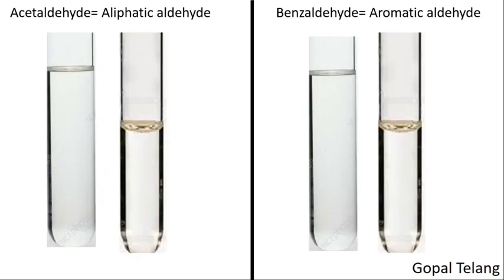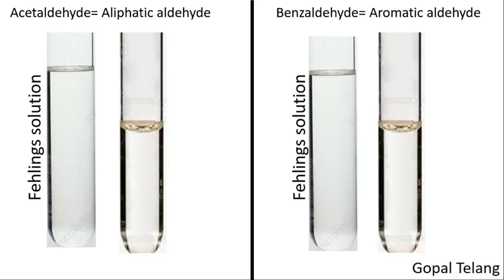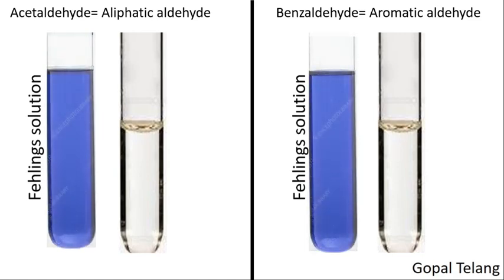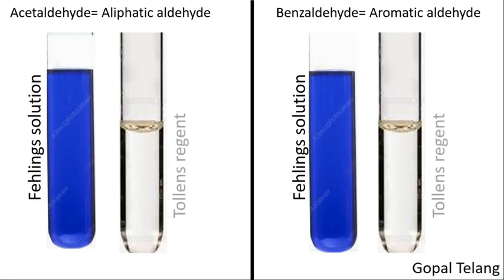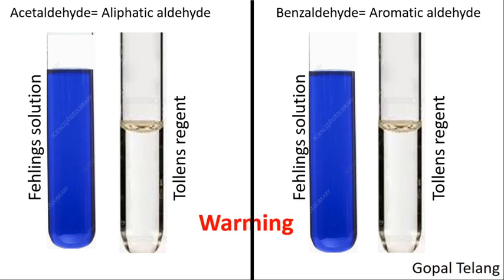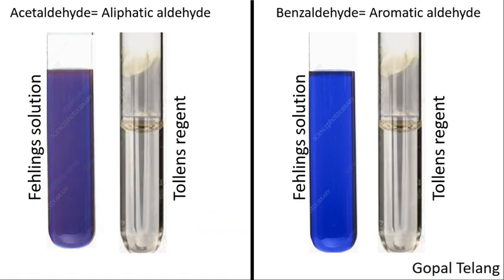Now observe these four test tubes; the first contains an aliphatic aldehyde, the second contains an aromatic aldehyde. When we add Fehling solution to this test tube, it will initially acquire a blue color. This is because Fehling solution itself has a blue color. But if we add Tollens reagent, there will be no color change initially. But on warming, all these test tubes will show some beautiful color changes.